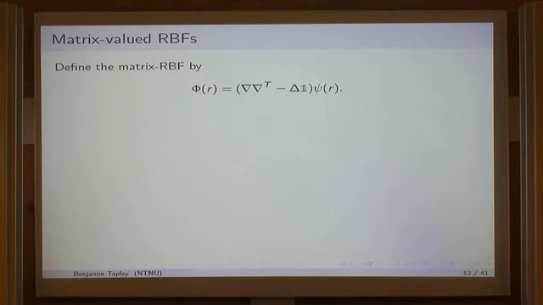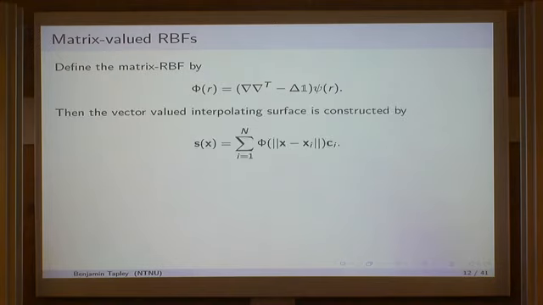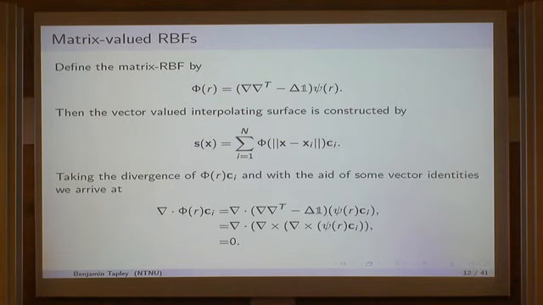This is what a matrix radial basis function looks like. We have a scalar radial basis function here. Then we have this matrix differential operator, which we apply to this scalar RBF, and that defines this vector field. So now our vector field is a linear combination of these matrix radial basis functions multiplied by a coefficient vector. And now the interpolation problem is to solve for these coefficients.